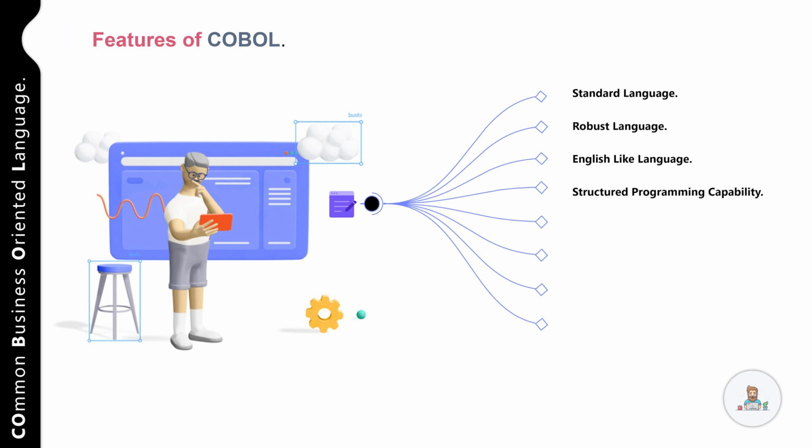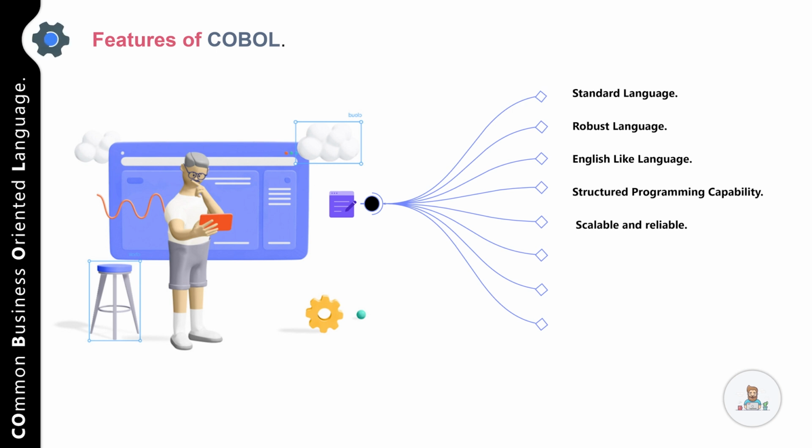Now the next one is structured programming capability. The term structured programming refers to a collection of techniques that help a programmer to develop structured programs. And as you know, a COBOL program is divided into different divisions and each division has its own significance. For example, if you want to include your business logic, you generally use procedure division, and in procedure division, the business logic can be divided into paragraphs or sections. And these paragraphs or sections can be executed or re-executed as per your requirement.